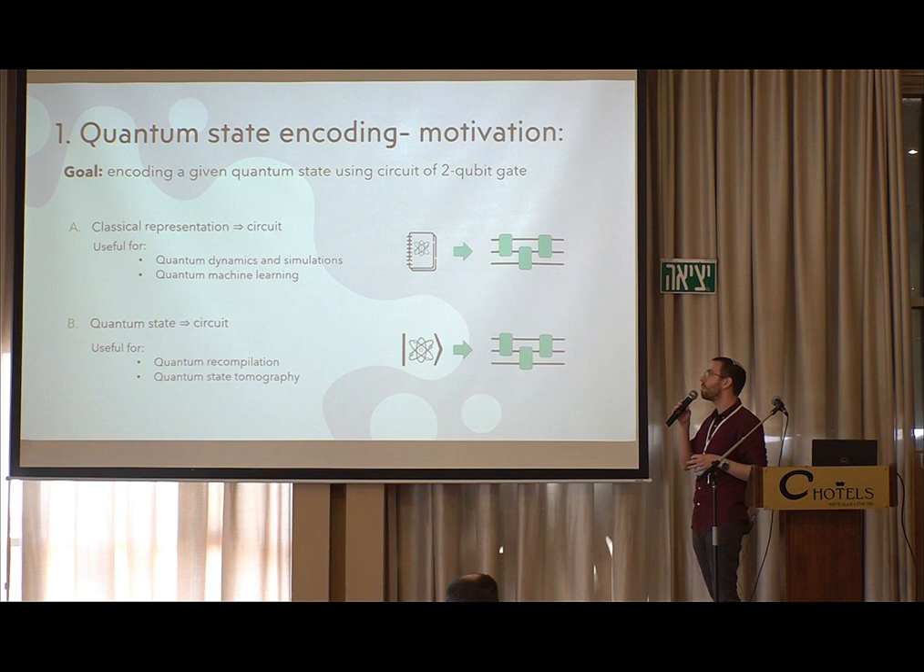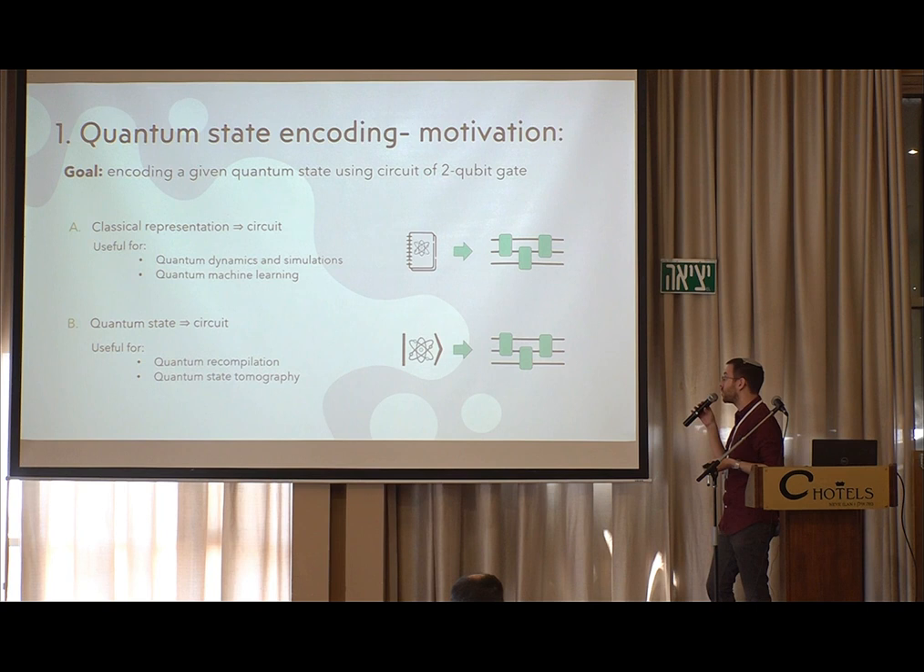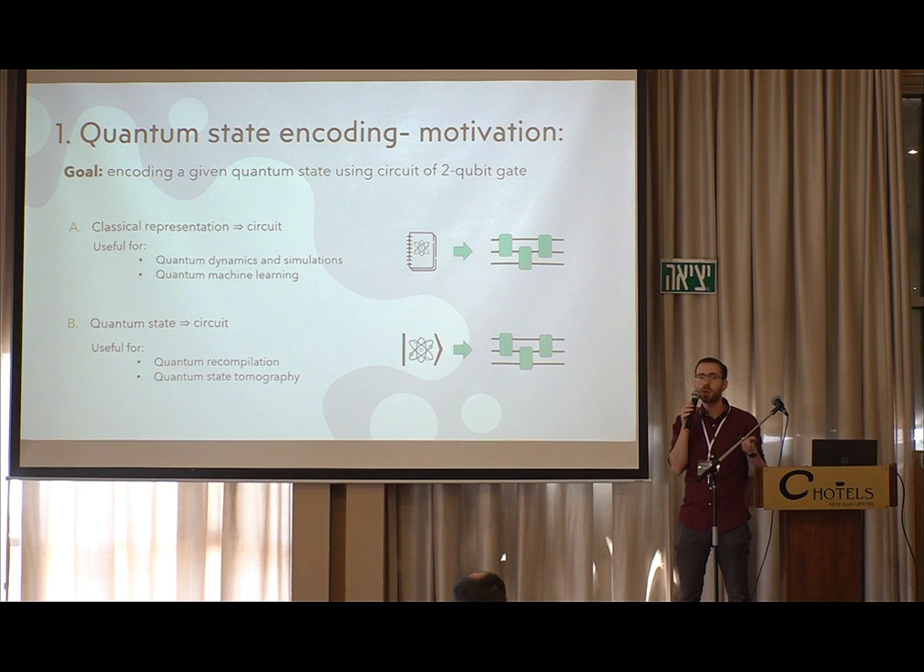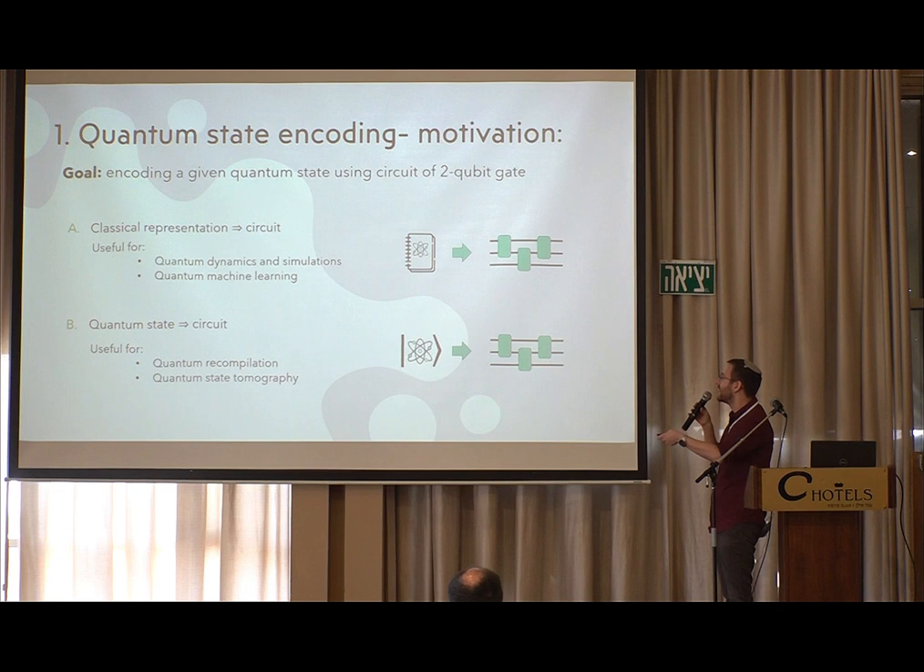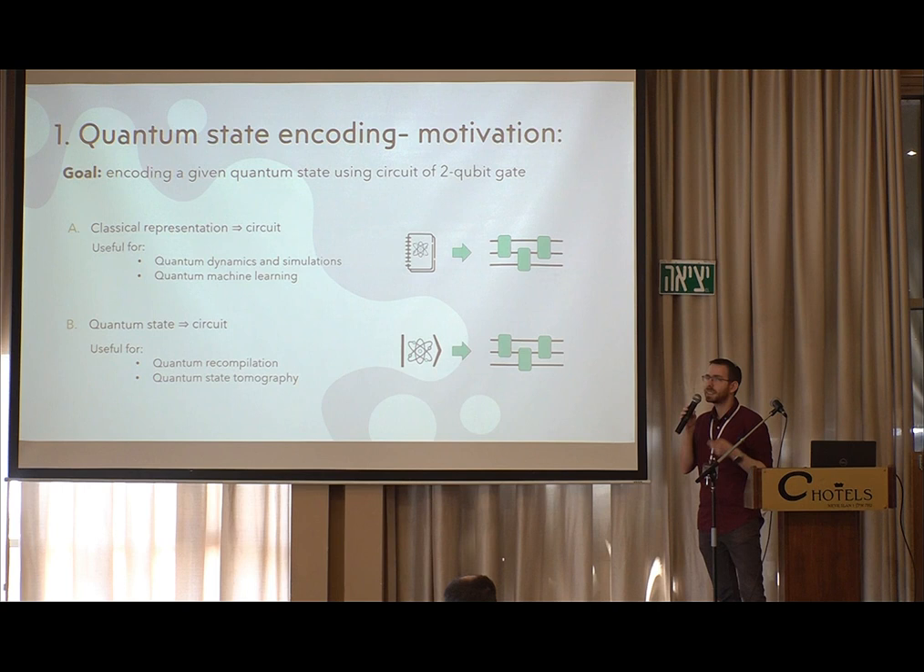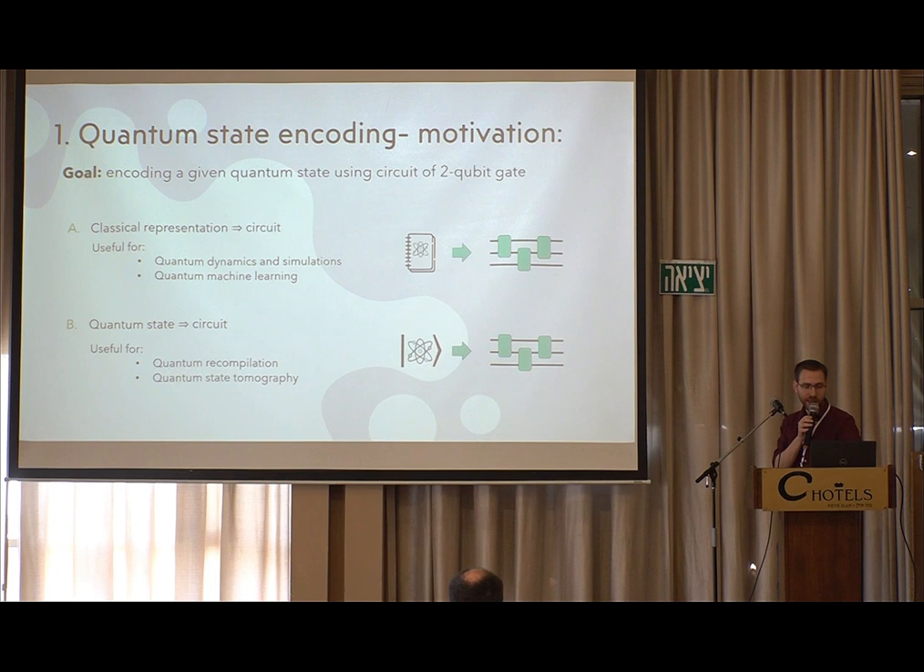This is a very different algorithm in its practical uses. It can be thought of as a quantum recompilation of a quantum circuit, or some version of quantum state tomography, because we gain some information about the already given quantum state. But it is useful to compare them in the same framework, because both of them can be done in similar ways. Okay, so about classical encoding.